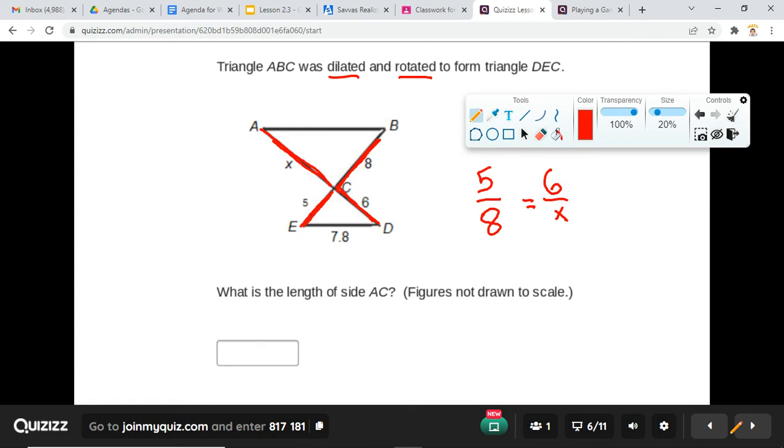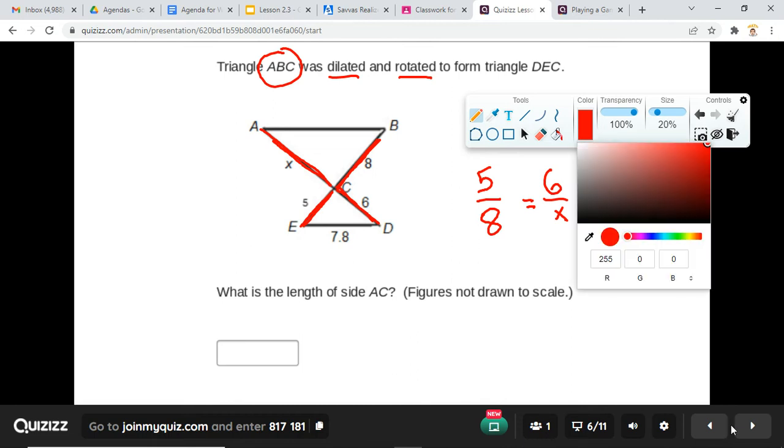Now, you may be wondering how I knew which side lengths paired up with one another. For example, how did I know 6 paired up with x and 5 paired up with 8? Well, the reason is that I just knew that we dilated, we got smaller. It told us ABC was the original, so I know this is the old one up top here, which means this one has to be the new one. And then since it was rotated, I know we're going diagonally here.